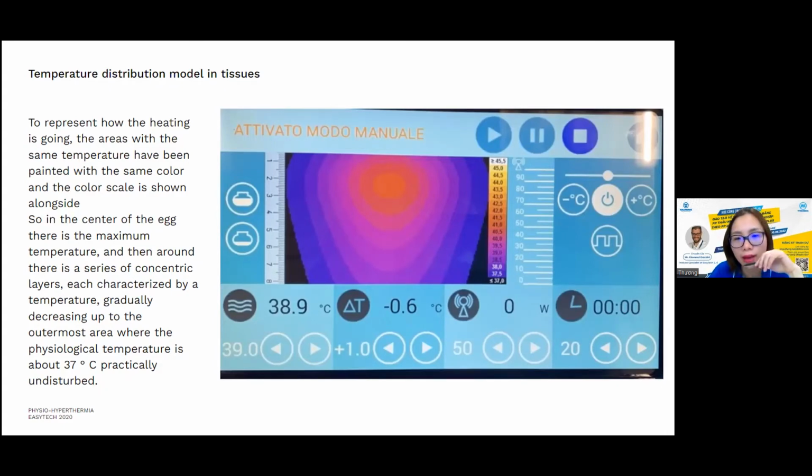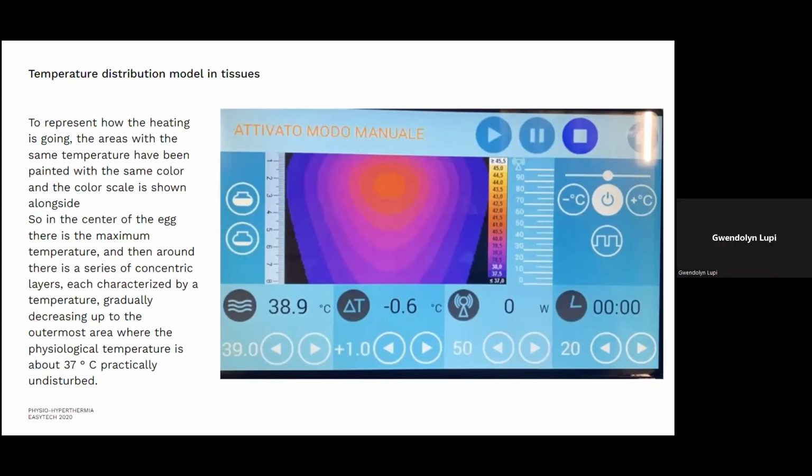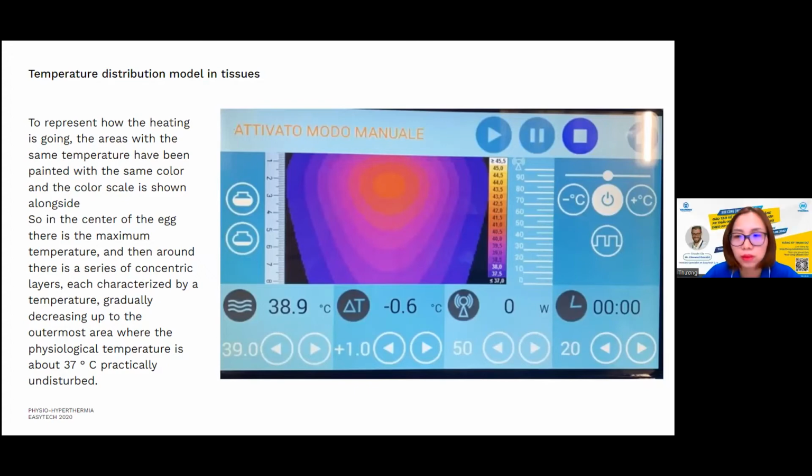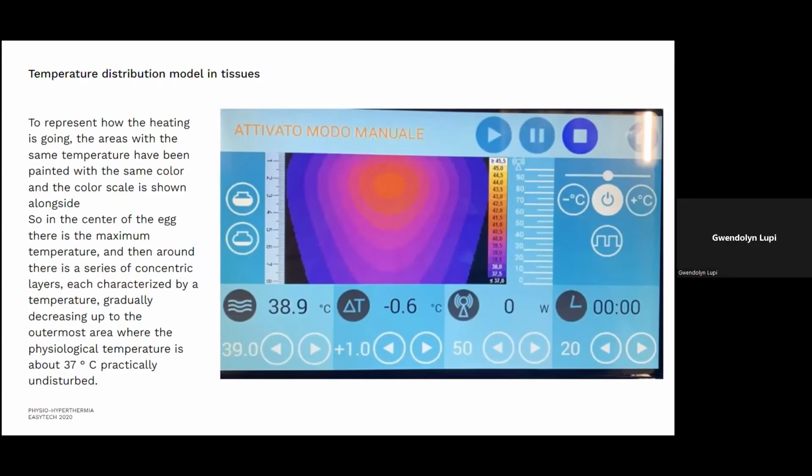Okay, then if you see, as I told you, there is this egg, which is the maximum temperature. Then you have concentric layers with different colors, okay? Because gradually the temperature is decreasing, as I told you.